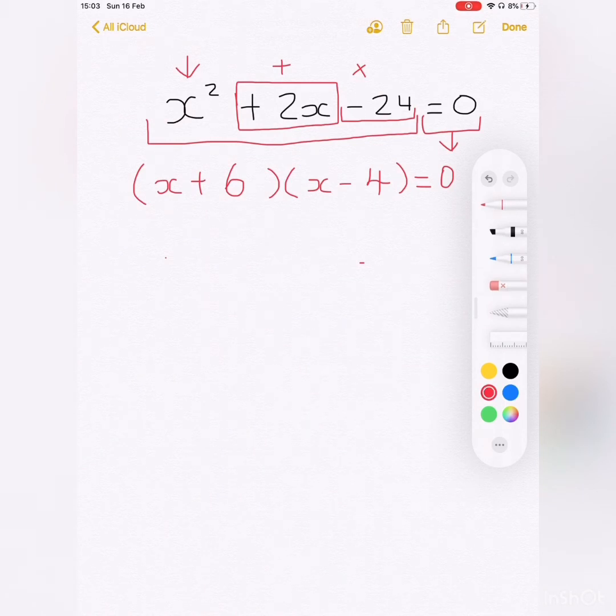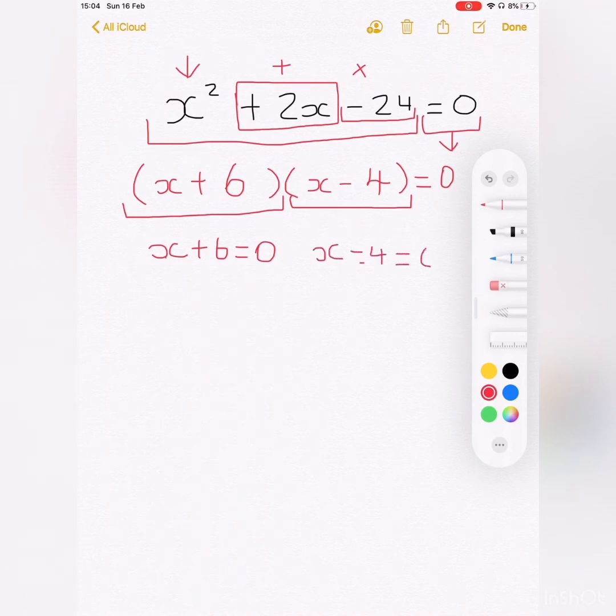So now our final step is actually solving it. Remember from previous videos, if you're unsure, have a look back. The way to solve it is to put the two brackets equal to 0. So we either have x plus 6 equals 0, or x minus 4 is equal to 0.